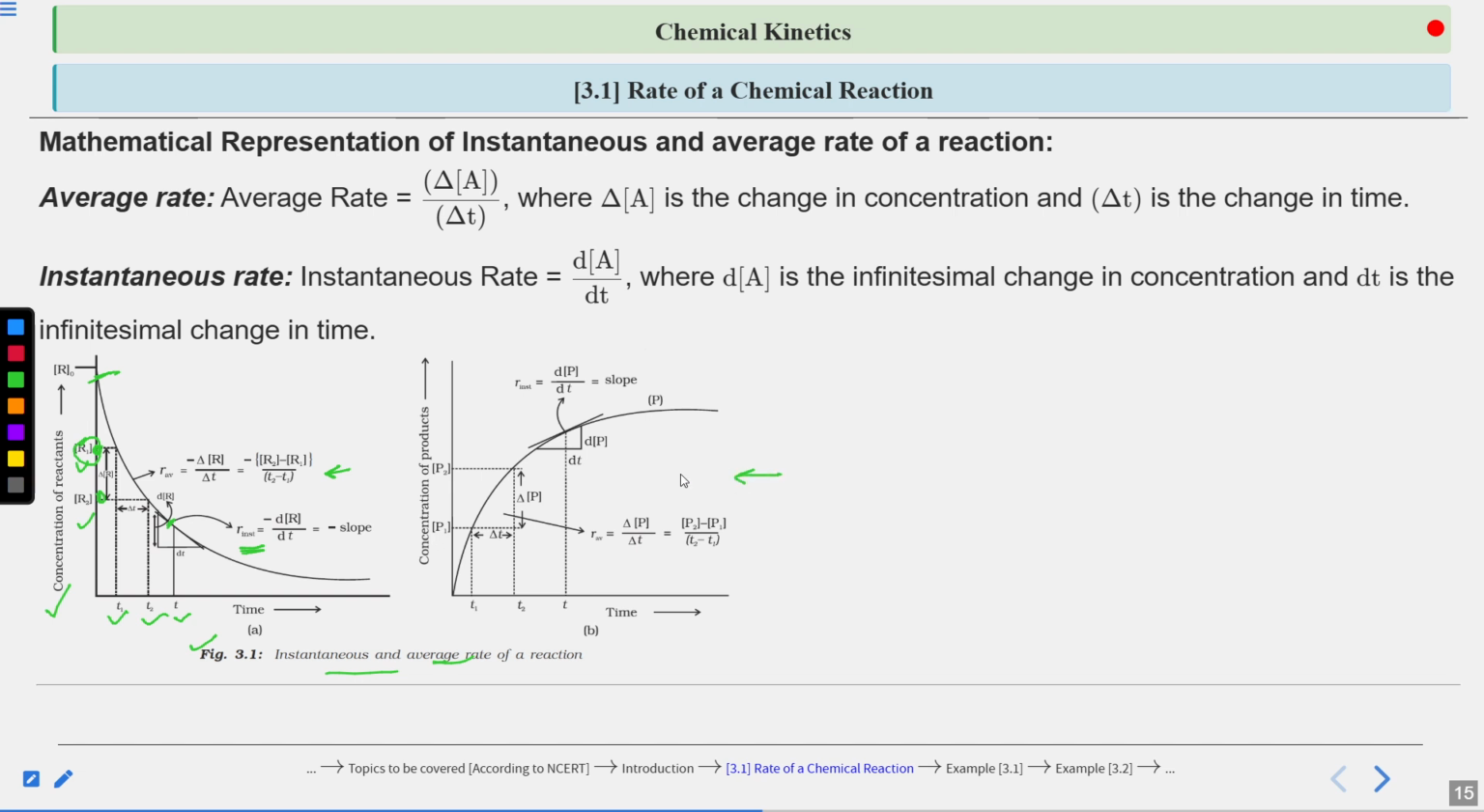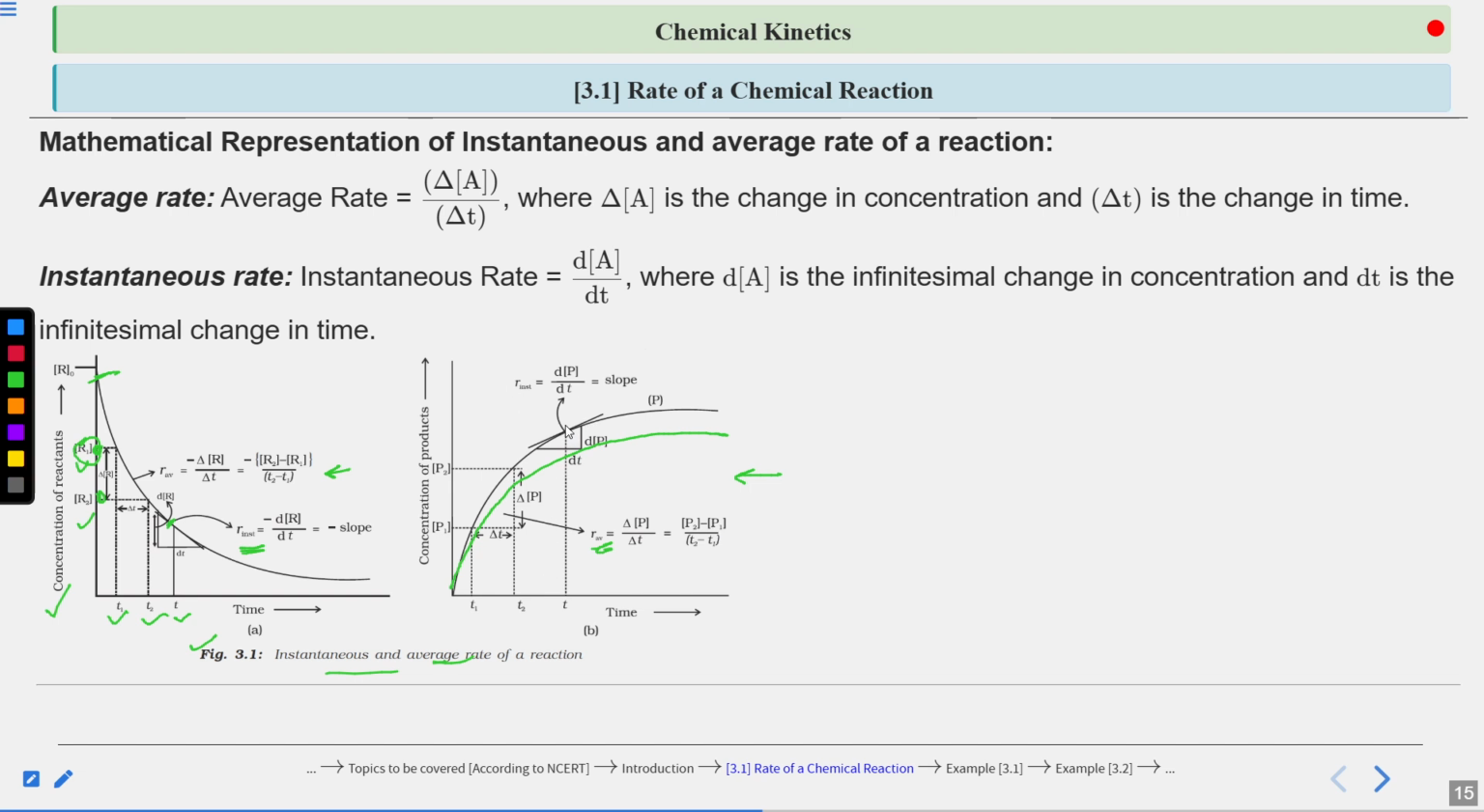Similarly, here it is given the graph between the concentration of the products and the time. Okay, the graph is again a different shape, this shape. Now we have P1, P2, that is the concentration of the products, and the time values T1, T2. Here also you can define the R average, which is delta P by delta T, that is product change divided by the time change, which is equal to P2 minus P1 by T2 minus T1.